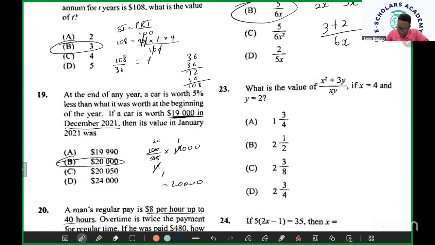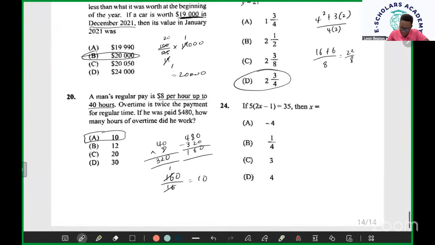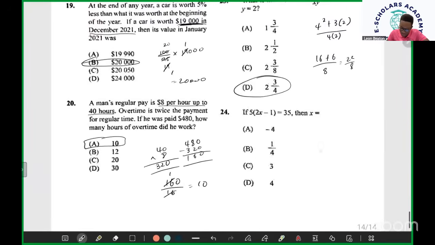All right, so this one, I think we did this one time. 4 squared plus 3 times 2 all over 4 times 2. This would be 16 plus 6 over 8. This is 22 over 8. So I think this is D, right? We won't go through that again. We did this already.